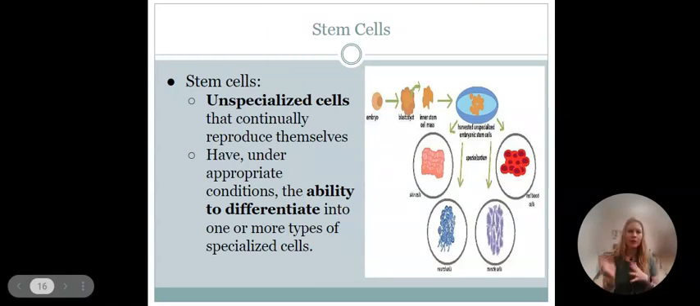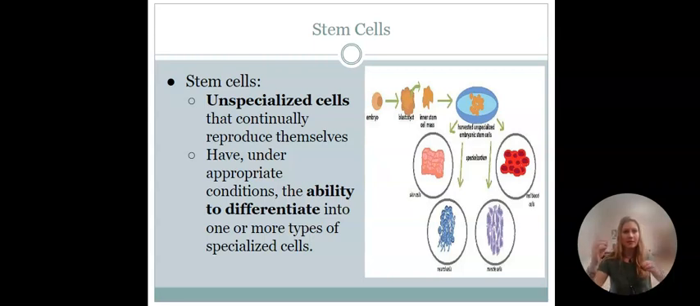So stem cells, what we were talking about a minute ago, are unspecialized cells that continually reproduce themselves, but under the appropriate conditions, i.e., differentiation, they have the ability to become any type of specialized cell. So stem cell, heart cell, lung cell, liver cell, nerve cell, whatever it is that the multicellular organism needs, that's what it's going to turn into, okay?